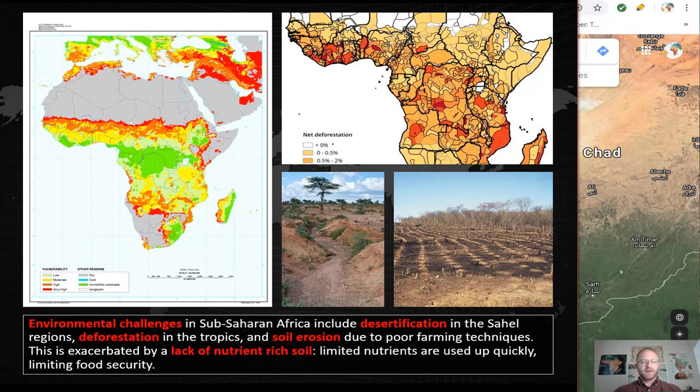Now, plantation agriculture has also resulted in an increase in soil erosion, which has polluted major rivers with pesticide. Because of the lack of nutrient-rich soil, many of these areas with dramatic soil erosion have been unable to grow food, which has led to an increase in food insecurity in many areas.